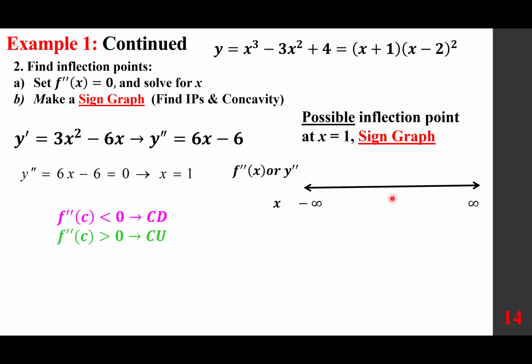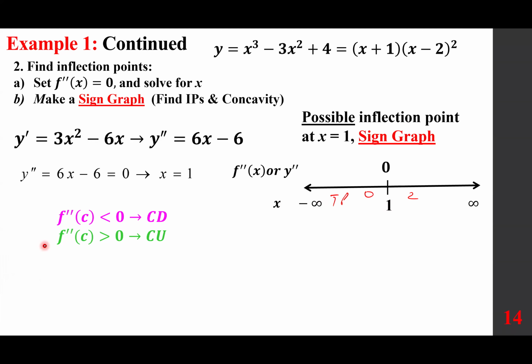And at x equals 1, y double prime is 0. So this number 1 cuts it into two sub-intervals, from negative infinity to 1 and 1 to infinity. So we use a test point on each side. Obviously, the easiest point to the left of 1 would be 0. And to the right, let's use 2, or any number you want.